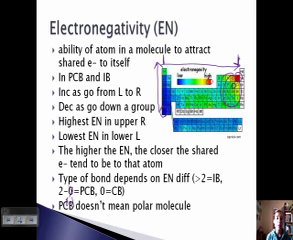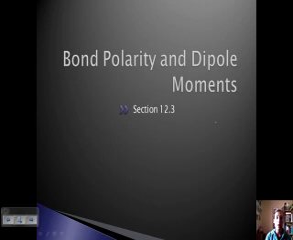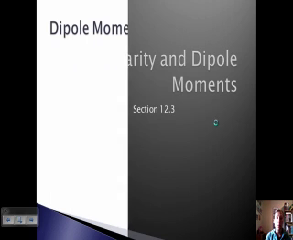Just because a polar covalent bond has the word polar in it and has an electronegativity difference, doesn't mean that the molecule itself is polar. There's a difference between a polar bond and a polar molecule, and we'll talk more about polar molecules later on. For right now, let's talk a little bit more about bond polarity and what are called dipole moments.